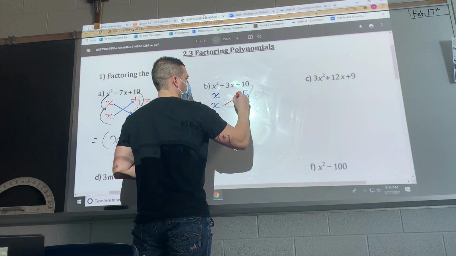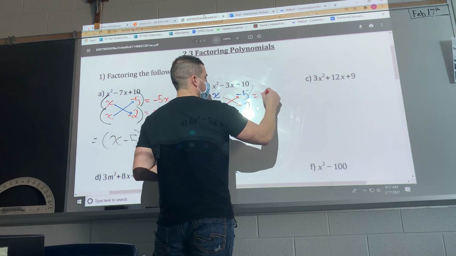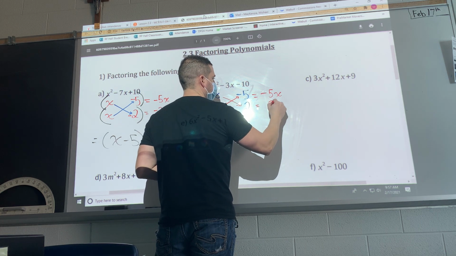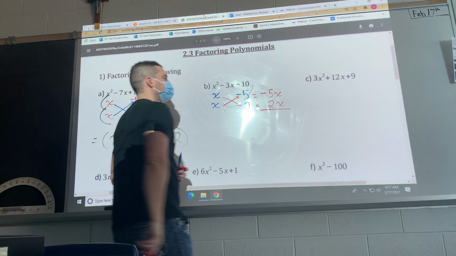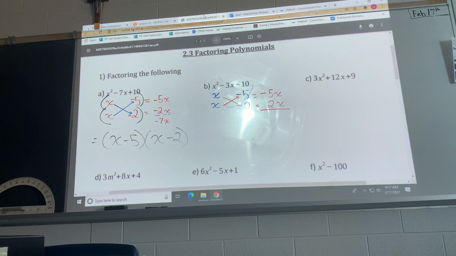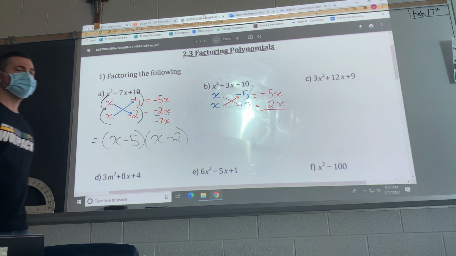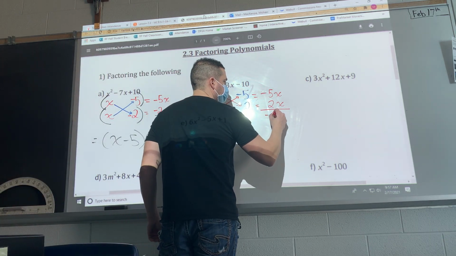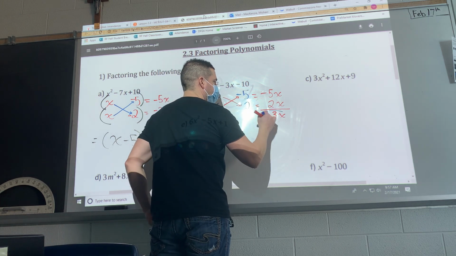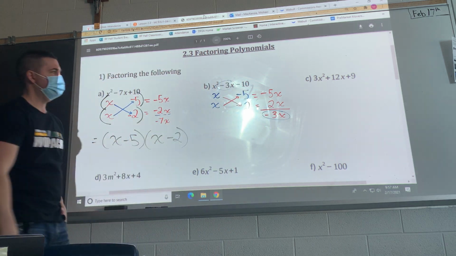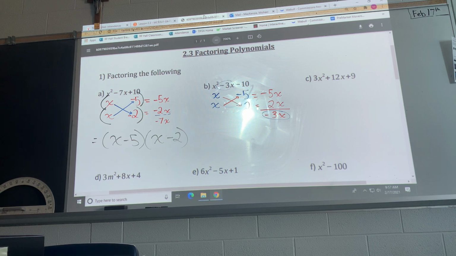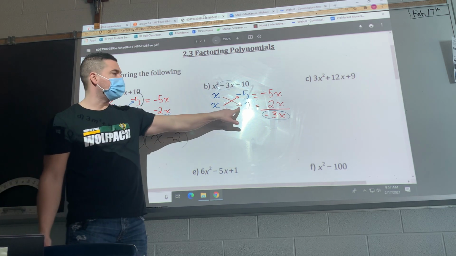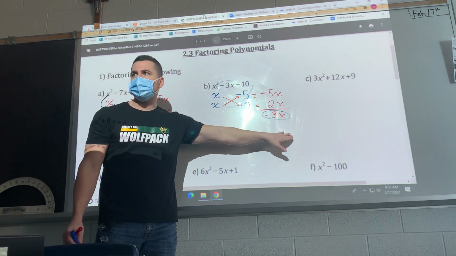So we cross multiply here. You get -5x and 2x. When you add them together, you get -3x. And this does match the middle term. So that means we did it correctly. If by chance you accidentally put the negative on the 2, you would have noticed you got a +3, and then you just switch it.